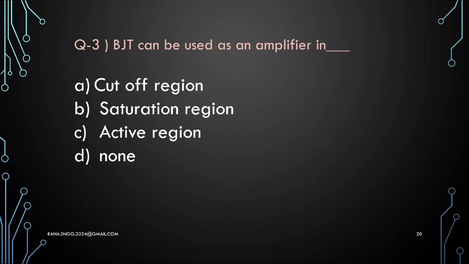As an amplifier: two regions we discussed in the beginning. Cutoff means off, saturation means on. What happens in between? Yes, the answer is the active region. In the active region it works as an amplifier. Of the other two regions, cutoff is related to switch off and saturation is related to switch on. The active region is related to the amplifier.